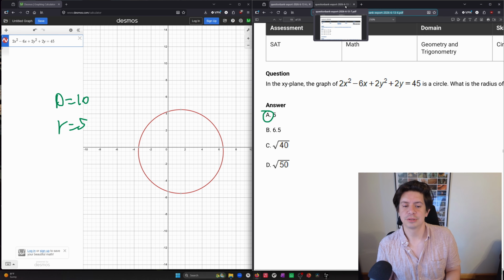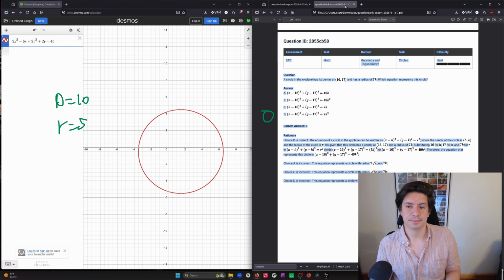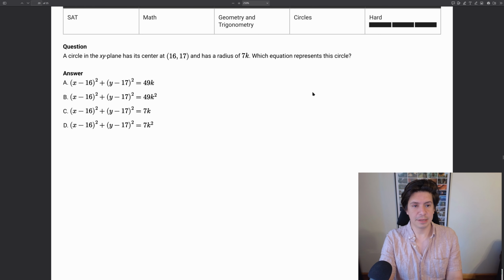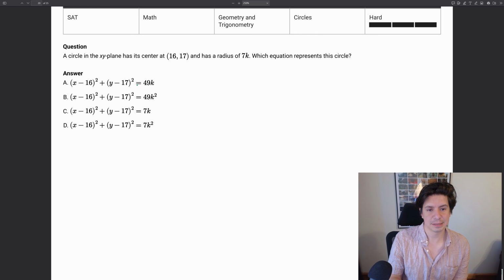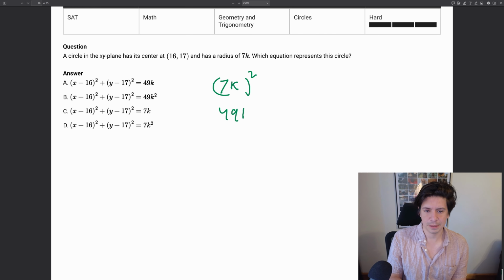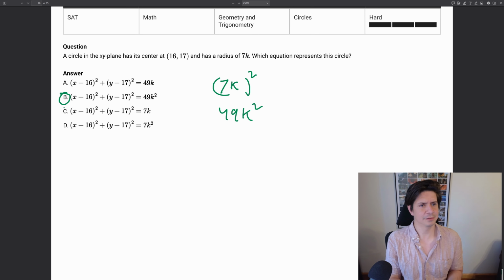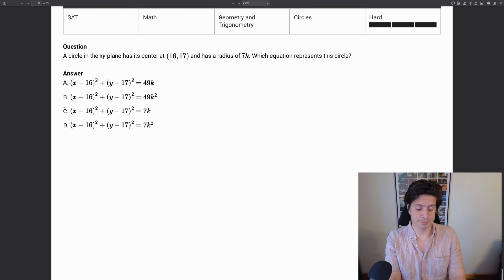All right, now let's try the next one. A circle in the xy plane has its center at (16, 17) and has a radius of 7k. Which equation represents the circle? So it's going to be (x minus 16), (y minus 17). That's all they are. And then we just square the radius. We did another one like this in a different one. The SAT likes to repeat itself. So it's going to be 49k squared, and that is just B, okay? Easy peasy, beautiful.